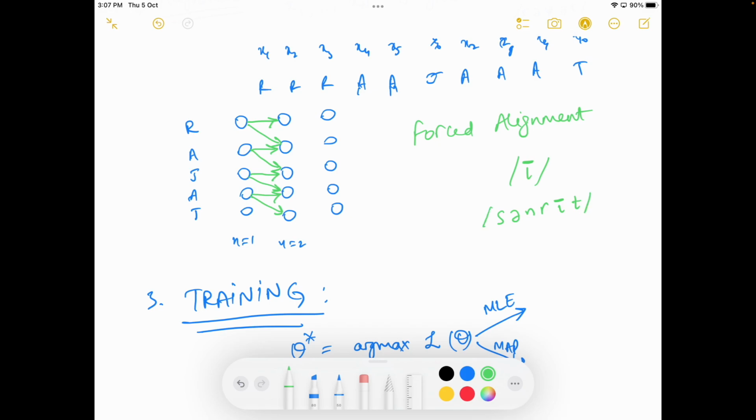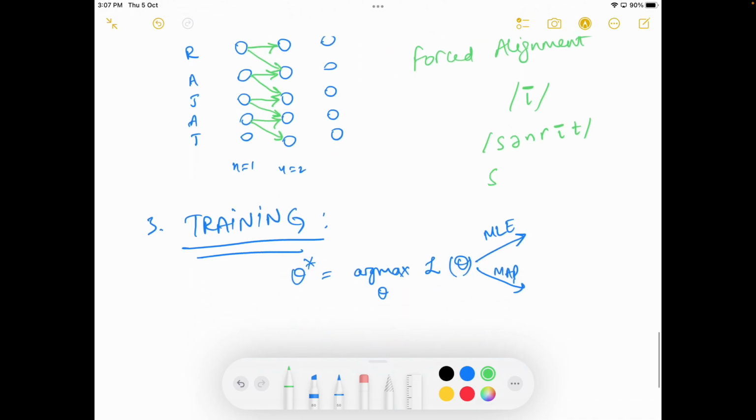There will be some mistakes here because I'm not an expert in IPA. So Sanreeth has only 6 phonemes. But if you write the spellings, you write S-U-N-R-E-E-T. So this is the English spelling, but this is the phoneme sequence. There are 7 characters in the spelling, but actually only 6 phonemes.